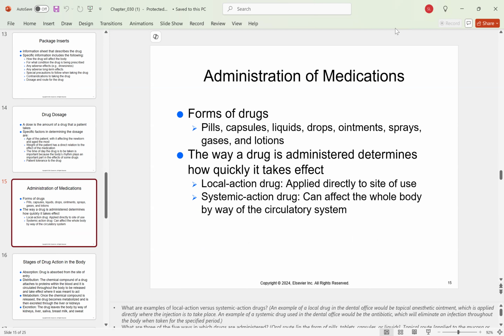Administration of medications. Forms of drugs come in pills, capsules, liquids, drops, ointments, sprays, gases, and lotions. The way a drug is administered determines how quickly it will take effect. A local action drug is applied directly to the site of use. A systemic action drug can affect the whole body by way of the circulatory system.